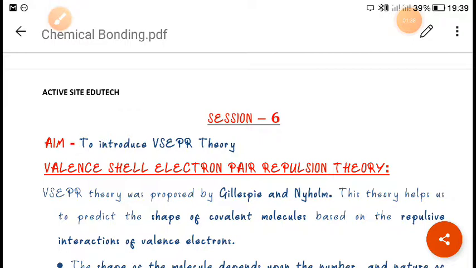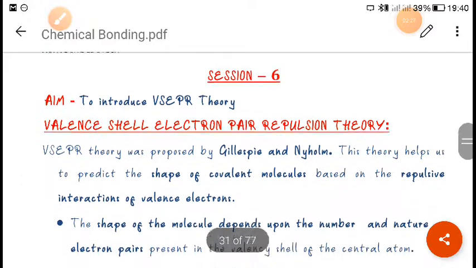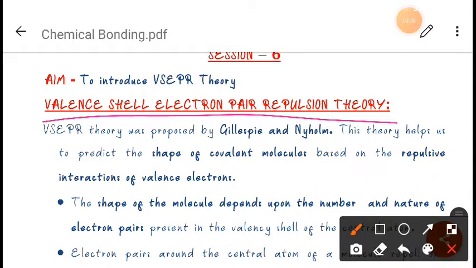When we talk about valence shell electron pair repulsion theory, this theory accounts for the shape of the molecules of a covalent compound with a very simple theory, which was suggested by Sidgwick and Powell in 1940, and which was later expanded by Gillespie and Nyholm in 1957.